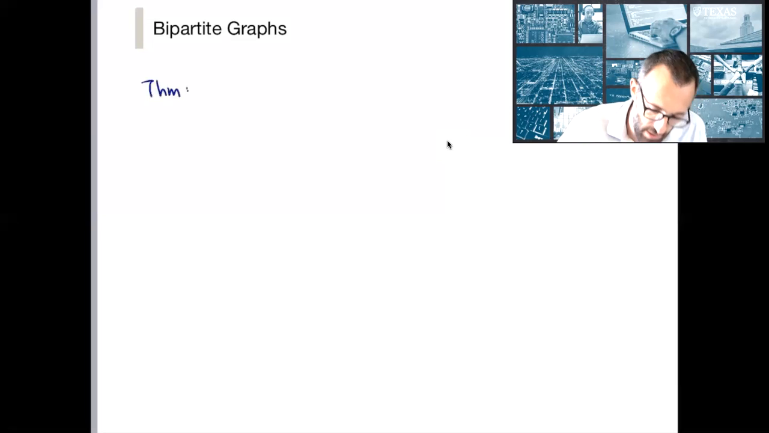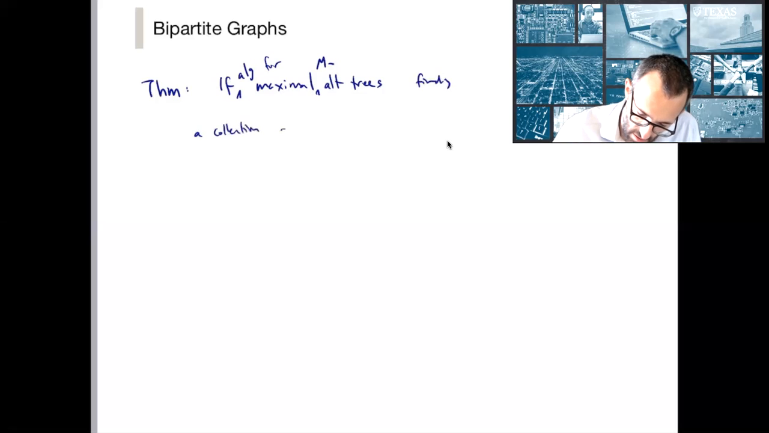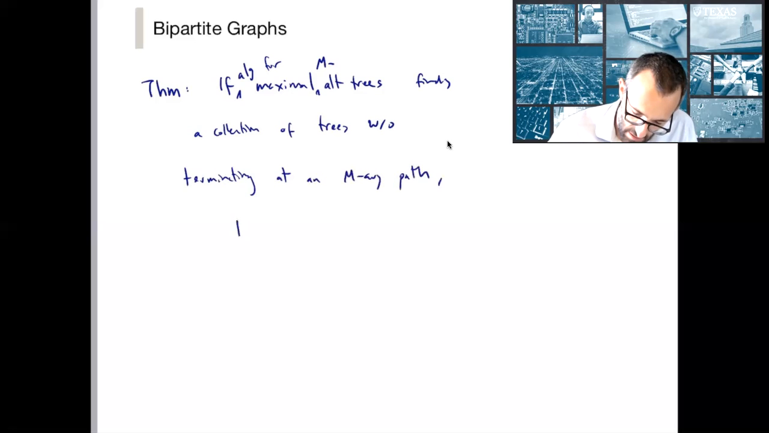So just to write this down in a theorem, if our algorithm for maximal M alternating trees finds a collection of trees without terminating at an M augmenting path, in which case we just augment, then M is maximum size.